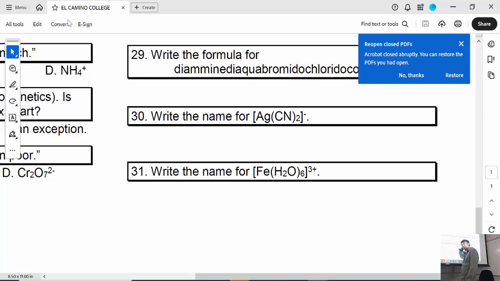So your quiz on Monday will be similar to this. Some multiple choice, some nomenclature. That's it. How many questions are on there? It's not going to be very many questions. This was unusually long. That's why it's a worksheet, and you took it home if you wanted to.